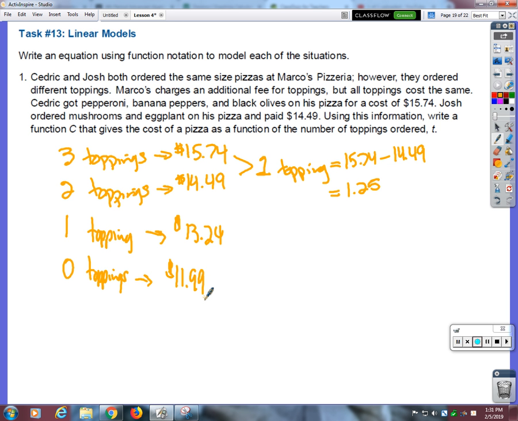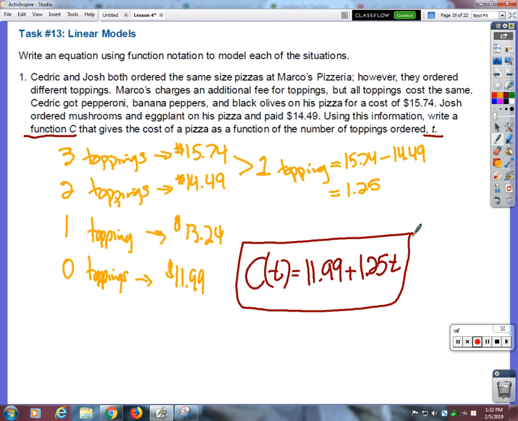All right, so now we have the information that we need to write a function. They asked us to use function notation, so I'm going to do C, because it says a function C for cost as the number of toppings ordered equals what did we start at with 0 toppings? Yeah, $11.99 plus $1.25 a topping.